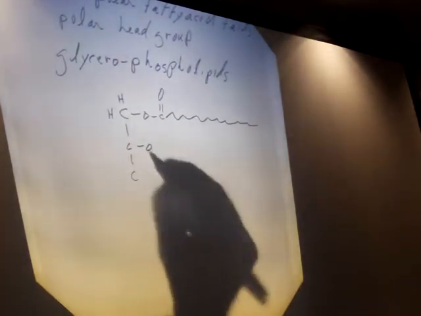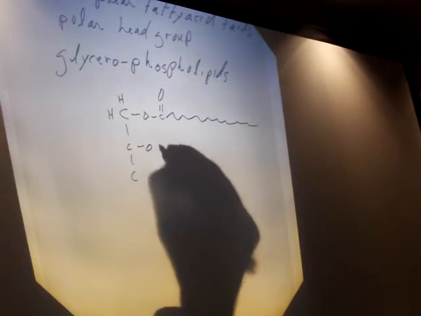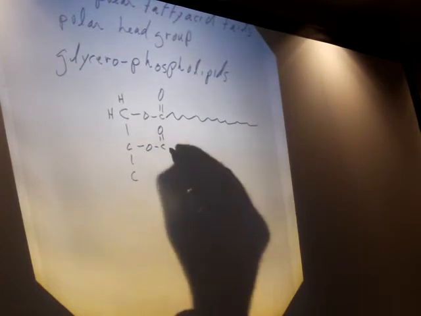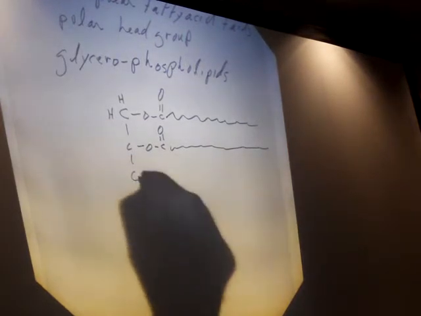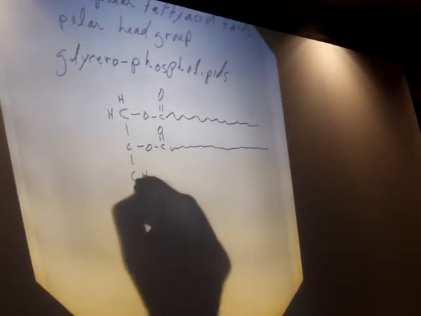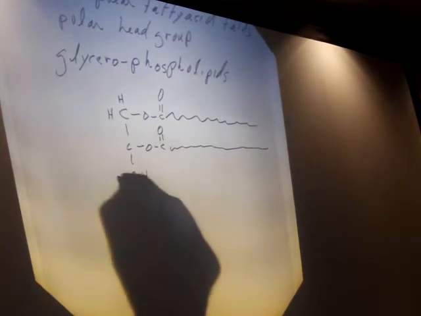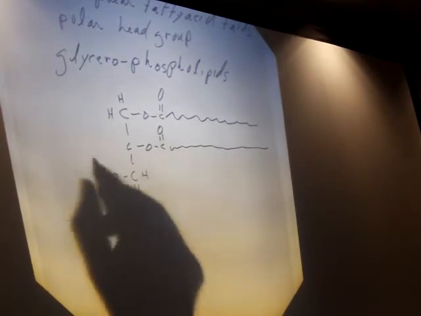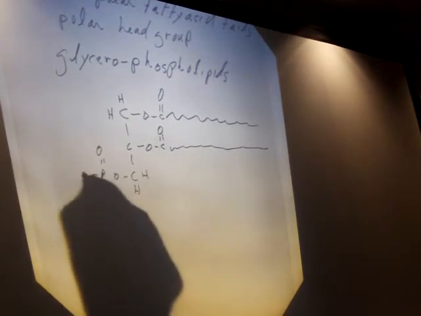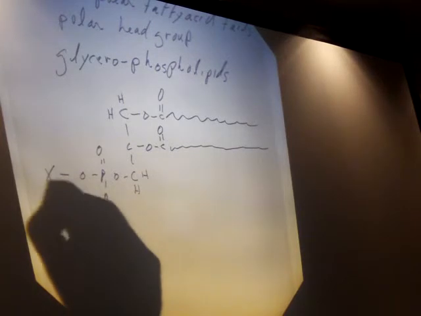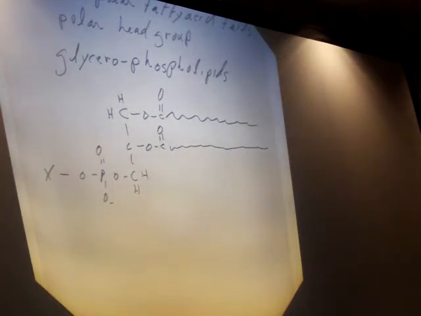And there's another one in the 2 position here. It tends to be a little bit longer than in the 1 position, and we'll talk more about that. And then in the 1 position, you have a phosphate, which has a negative charge. And then there's a head group associated with the phosphate.